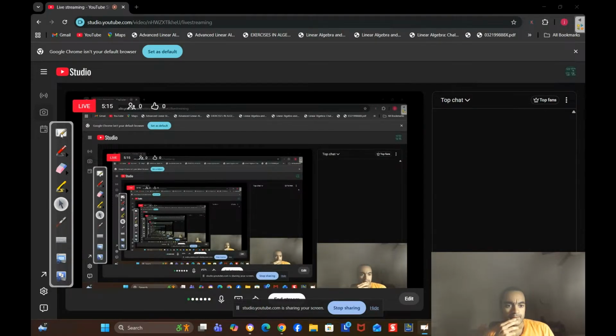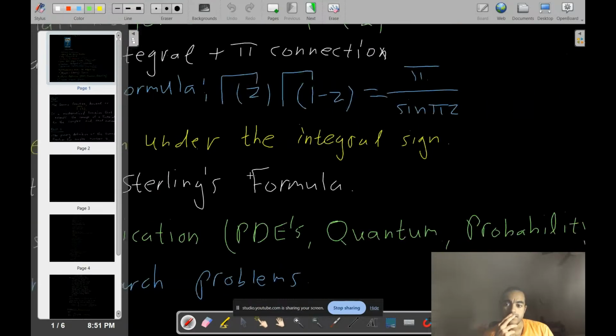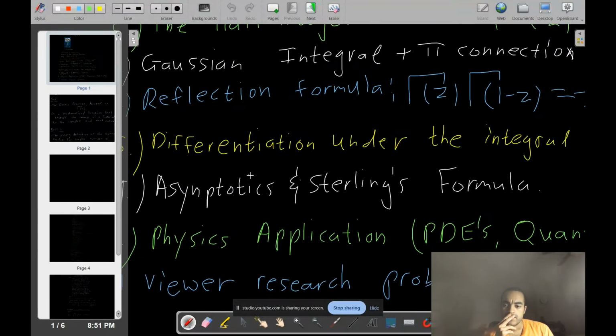And then number 8, differentiation under the integral sign. We're going to discuss what I mean by that. I also did a video about the Feynman trick, the differentiation under the integral sign.